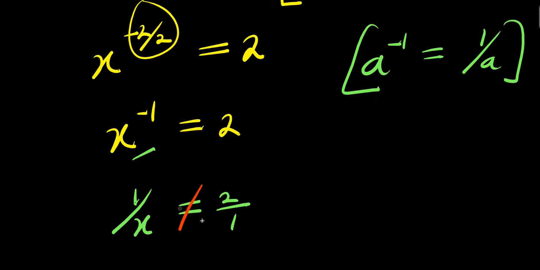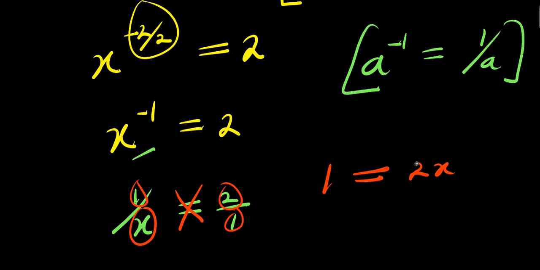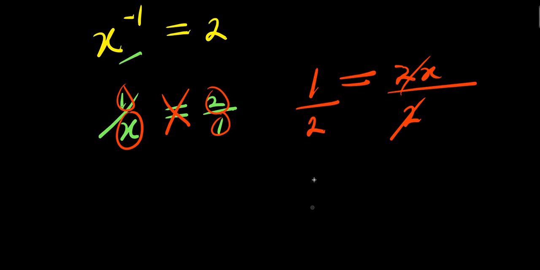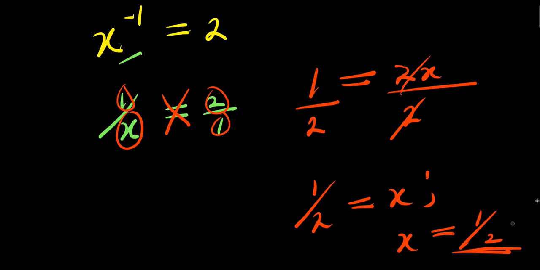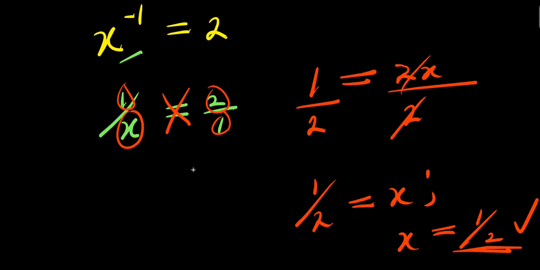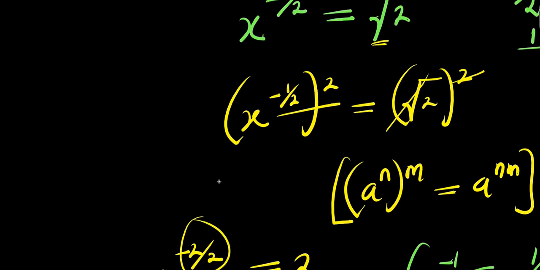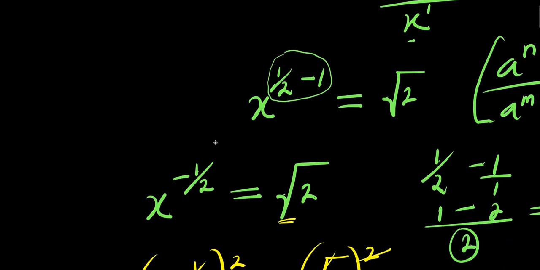So you cross multiply. 1 times 1, you have 1 equals x times 2. We have 2x. So to solve for x, we divide this by 2. Divide this by 2, 2 cancels 2. We have 1 divided by 2 equals x, meaning that x equals 1 divided by 2. So in this particular method, we have gotten one solution, which is 1 divided by 2.